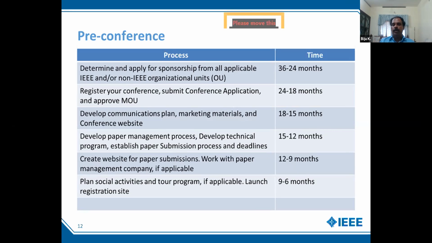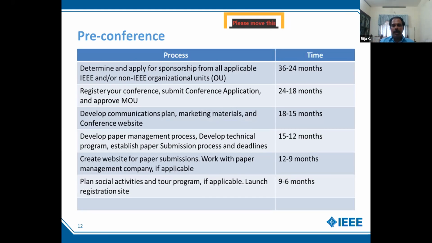During this time, you should register your conference with IEEE, submit your online conference application, and get the conference approved. It is ideally recommended to get your conference approved at least 18 months before. Then you start developing your communication plans, marketing materials, and conference website. So prepare your conference website and start your publicity at least 15 months before your scheduled conference date.